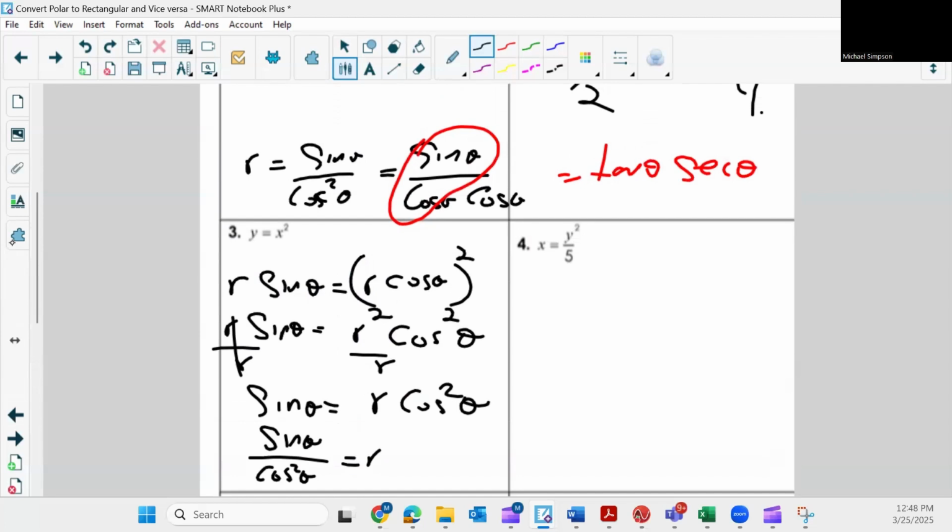Before you do number 4, what would you want to do first though? One little thing first. It's a fraction. Let's get rid of the fraction. Five. Five.